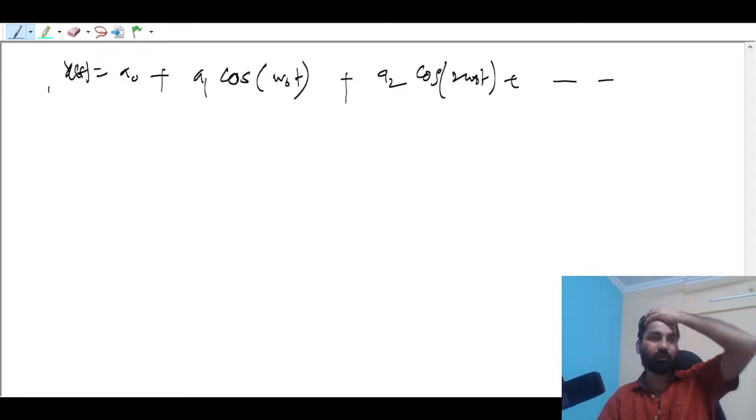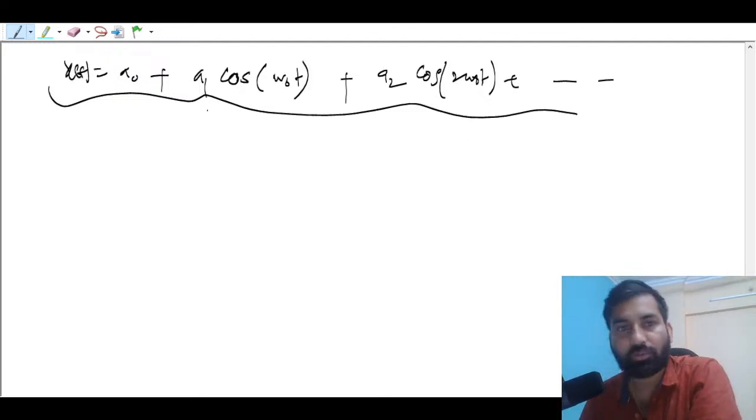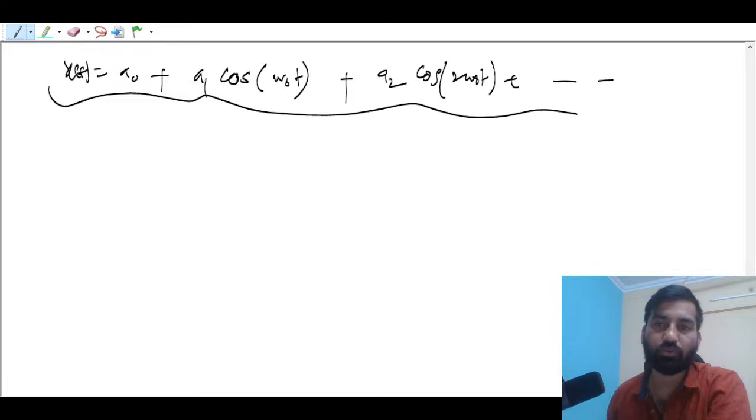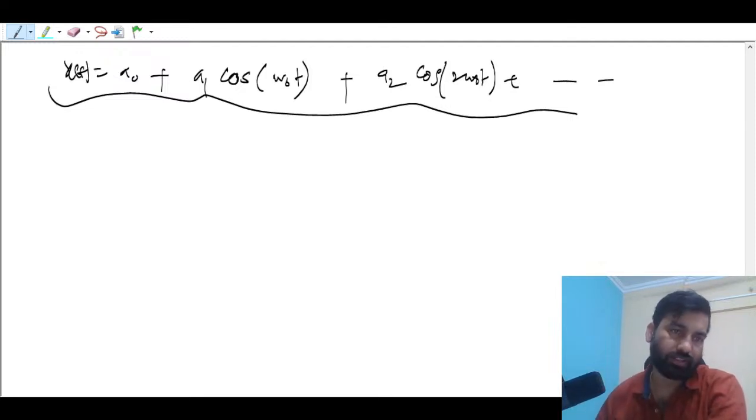So what will the average power be? Average power is going to be the sum of the individual powers, the powers present in the harmonics. So please do remember this fact. This fact we study in network theory as well.